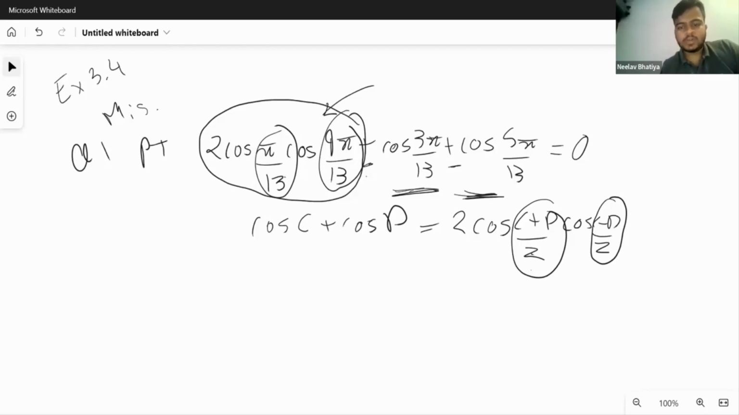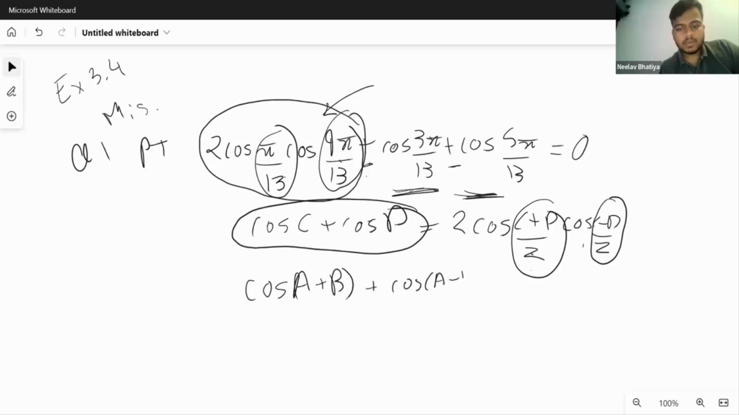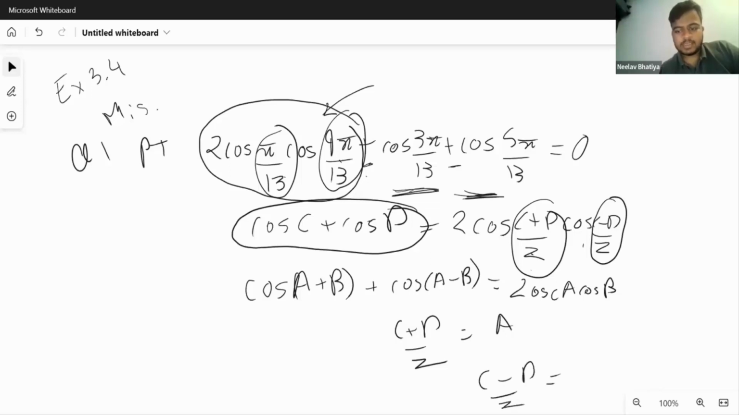If you replace these two terms here, you're going to get two separate cos terms. Correct. So when you try and do this, the formula that you'll end up with is cos(A plus B) plus cos(A minus B) is equal to 2 cos A cos B. Correct. So when you substitute this, I'll try and do this for you, right? (C plus D)/2 equal to, let's say, A. (C minus D)/2, let's say, equals B. Correct. So C plus D equals 2A. C minus D equals 2B.